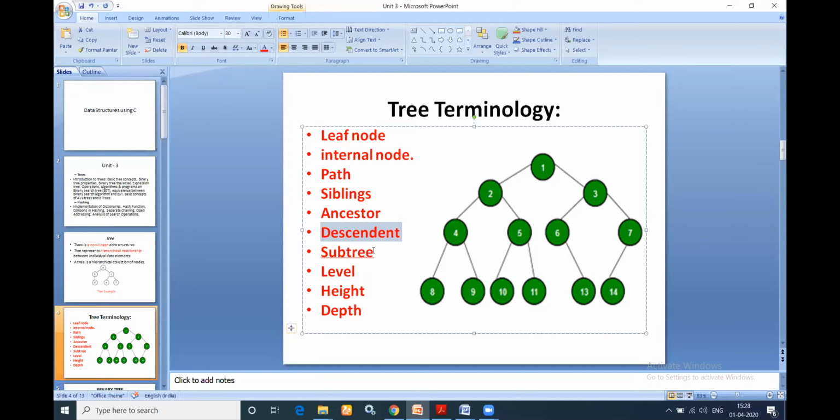Next, subtree. So what is subtree? For example, when you take this node 1, it has 2 subtrees. One is the left subtree and the other is the right subtree. For example, in our case, in this tree, we have only 2 children. I'll show it.